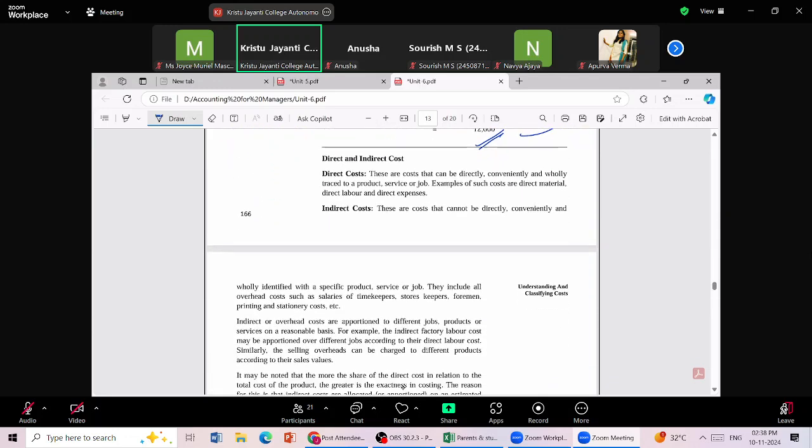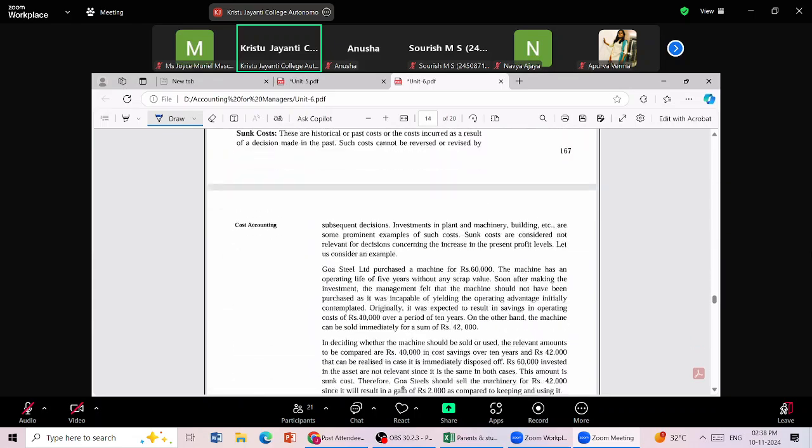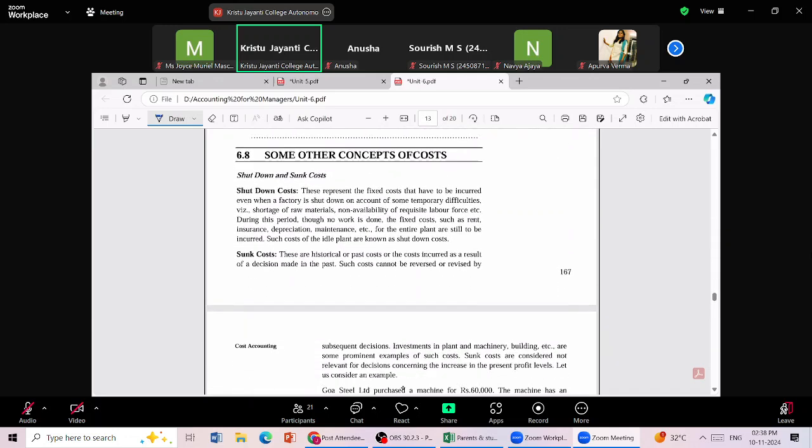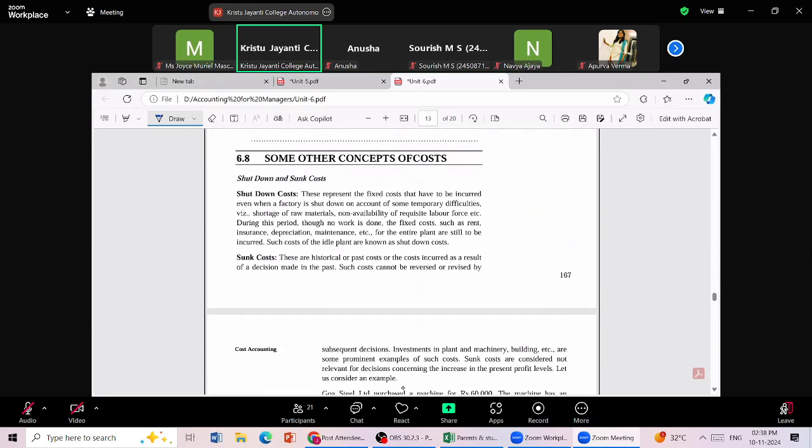Next is direct and indirect cost. Here some other cost concepts are given. So here one is shutdown cost. This represents the fixed cost that has to be incurred even if the factory is shut down. So there is no change in the cost. The cost remains the same even if the company is not working, like rent, insurance, depreciation. These are all considered shutdown cost because it remains fixed always.